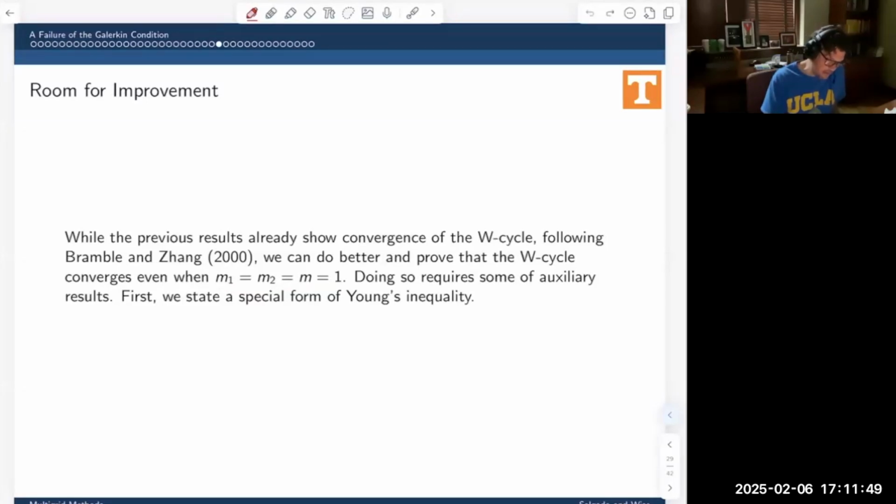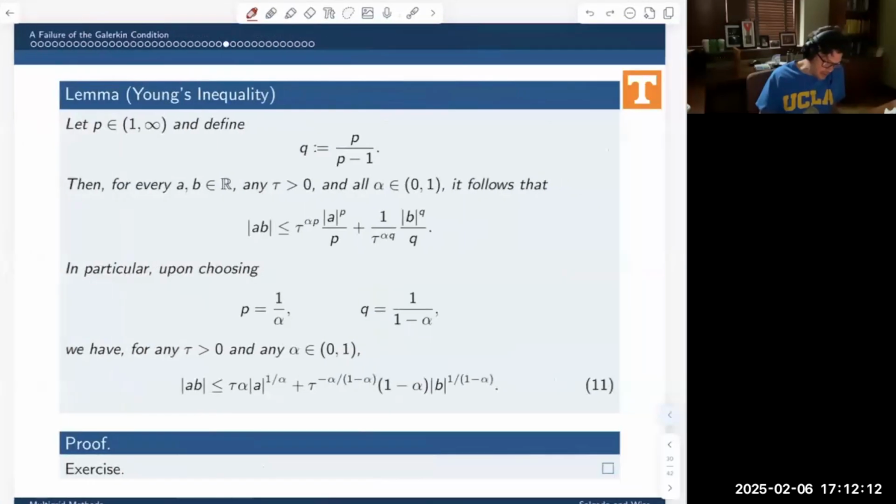So how do we do that? Well, it requires a heck of a lot of technical lemmas and a heck of a lot of work. So let's take this slow. And like I said, we won't be able to finish this section off today, but we'll finish it off, I hope, next time. All right, so the first thing I want to do is talk about a Young's inequality that we're going to need.